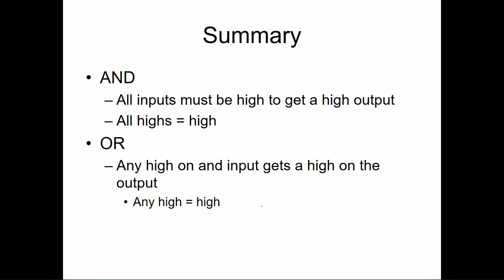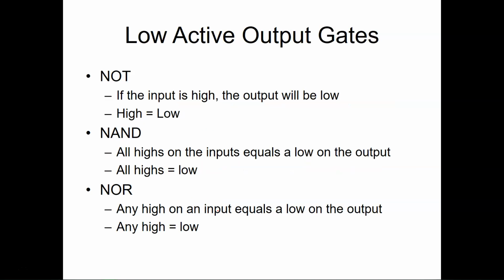All inputs must be high to get a high output. OR means any high equals a high. NOT means any high is equal to a low. A NAND, all highs are equal to low, and a NOR, any high is equal to low.